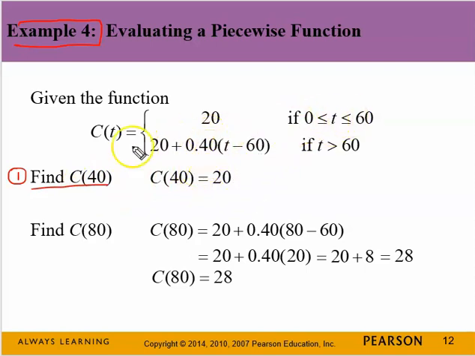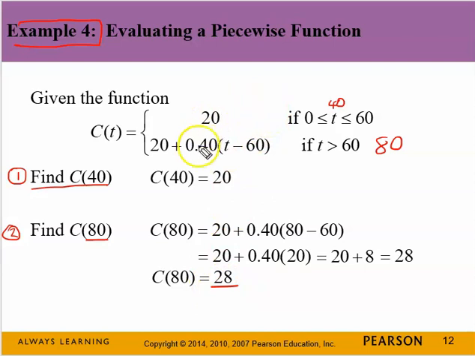because 40 fits in there, and that would be what applies to the 20. Now, when it says for part 2 of this, find C of 80. Well, here, 80 fits in here. 80 is greater than 60. So now we use this function, substituting the 80 and just following through, and we get then C at 80 is 28.